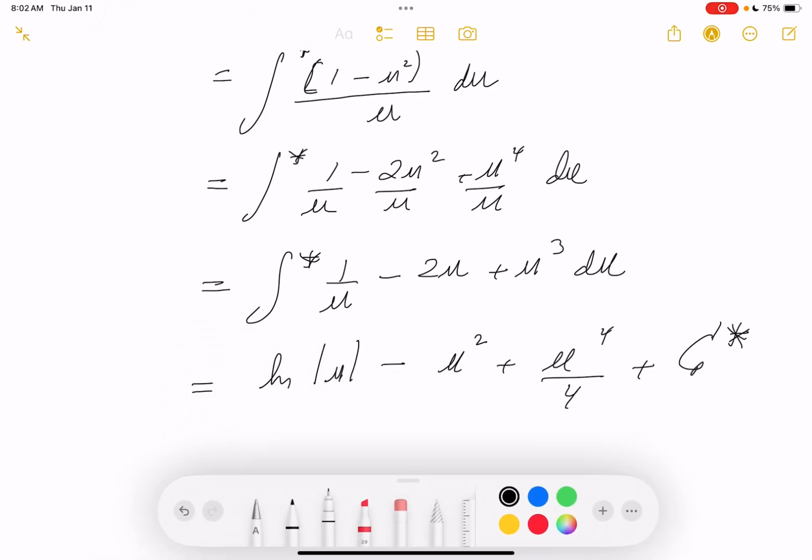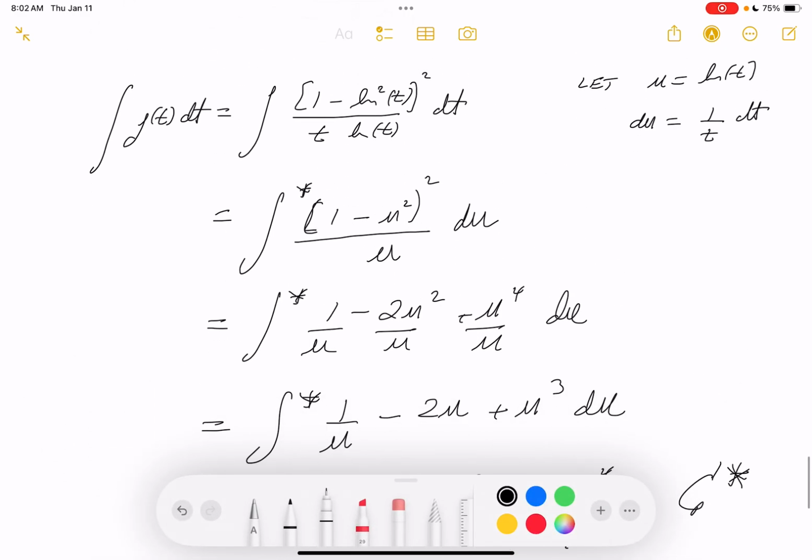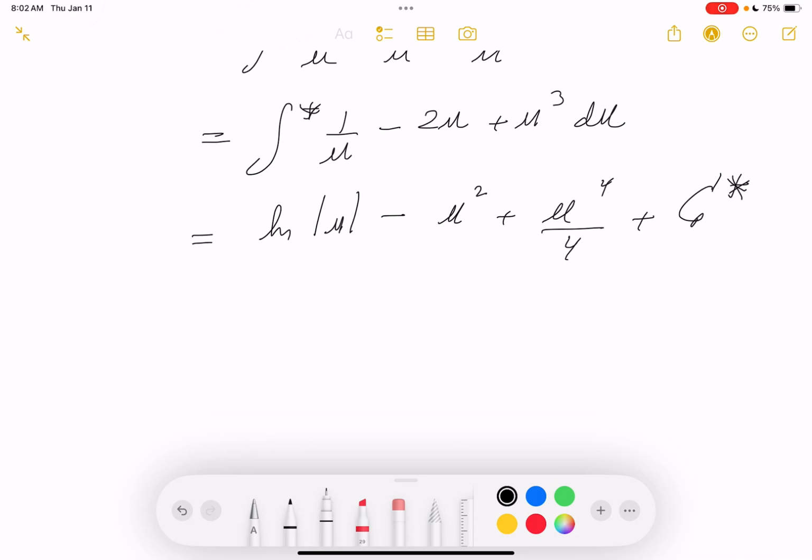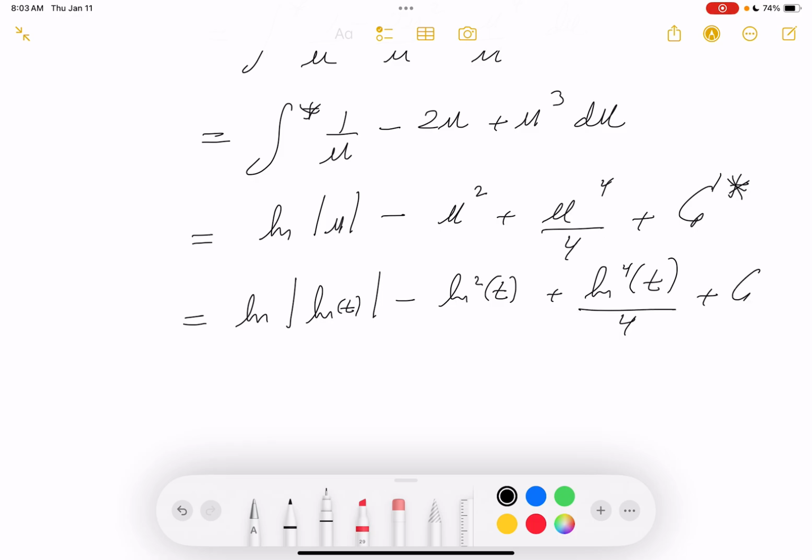But what do I got to do? I got to go back to the land of t's, and the question is, what's the u? The u is the natural log of t. So let's write this down. It's going to be natural log of t, since u is the natural log, minus the natural log squared of t, plus the natural log to the 4th power of t, over 4, plus some constant of integration. So at least I know what the antiderivative is at this point.